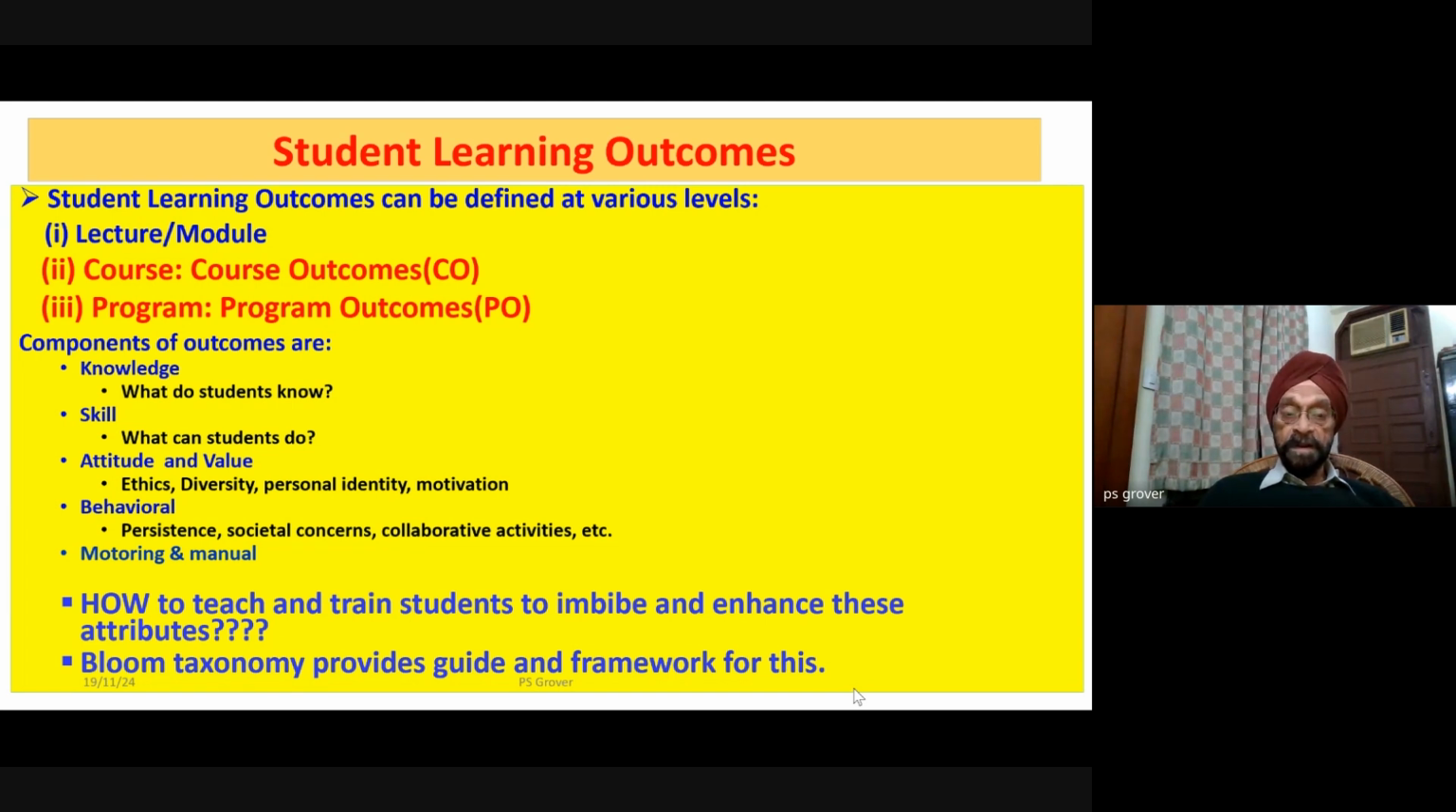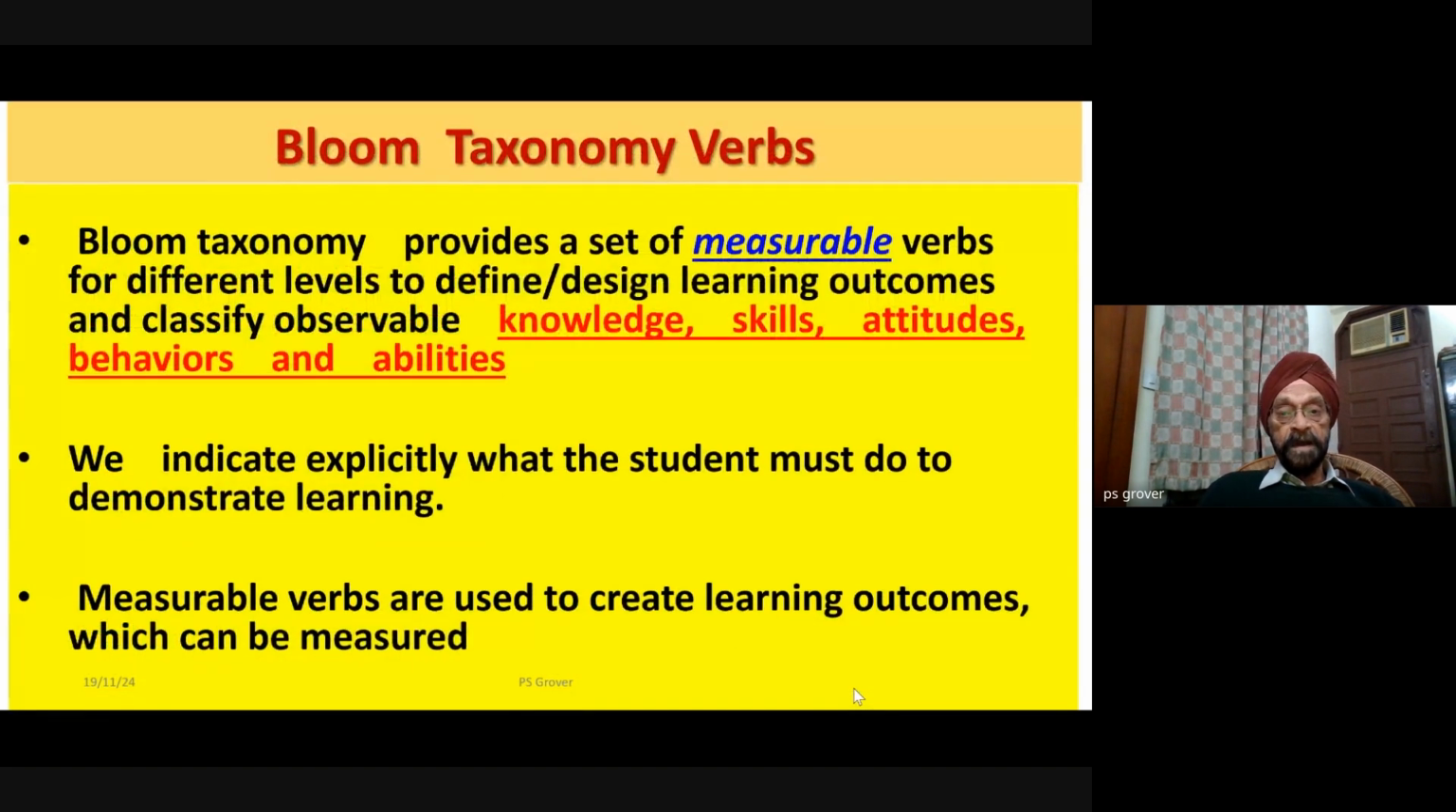Please remember, learning outcomes are measurable. Now, how to make them measurable? This is what Bloom taxonomy provides us, a guideline. How does it do it? It does it by introducing some verbs. See, verbs indicate action. You all know that. Now, Bloom taxonomy provides a set of measurable verbs for different levels to define and design learning outcomes.